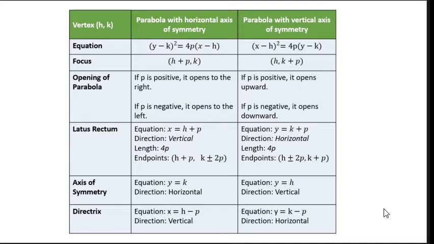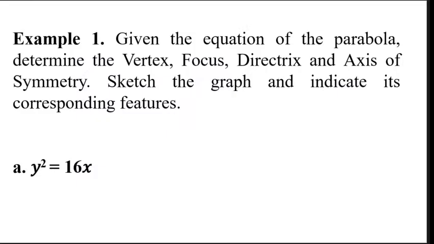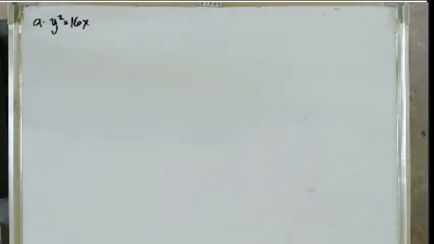Now, for us to understand further about parabola, let's try this first example, letter A. Given the equation of the parabola, determine the vertex, the focus, the directrix, and the axis of symmetry, and sketch the graph and indicate its corresponding features. So the given, for example number 1, letter A, is y squared is equal to 16x.